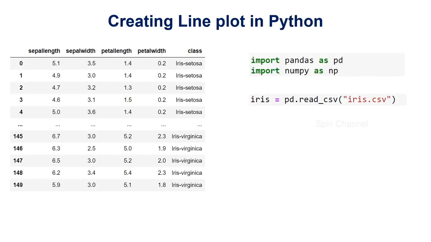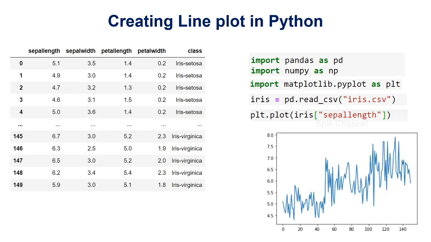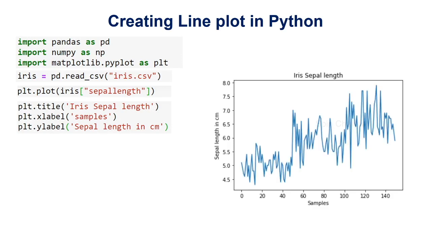First, let us try to plot how the feature sepal length varies for all classes in the dataset. Before doing that, let us import a library called matplotlib as plt. This library is used to create the plots in Python. So the function plt.plot will create a line plot in Python. So iris sepal length indicates the feature. So this shows the feature sepal length, how it varies for all classes in the dataset. Giving a proper title, X label and Y label for the chart, it looks like this.